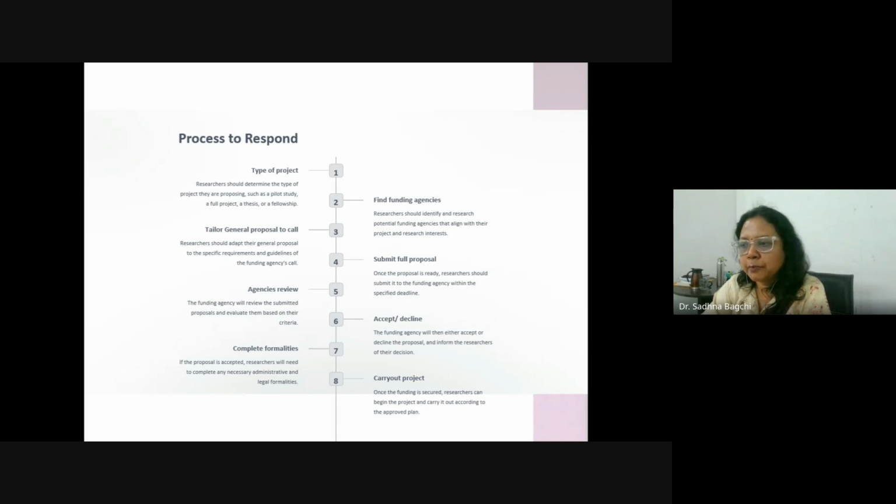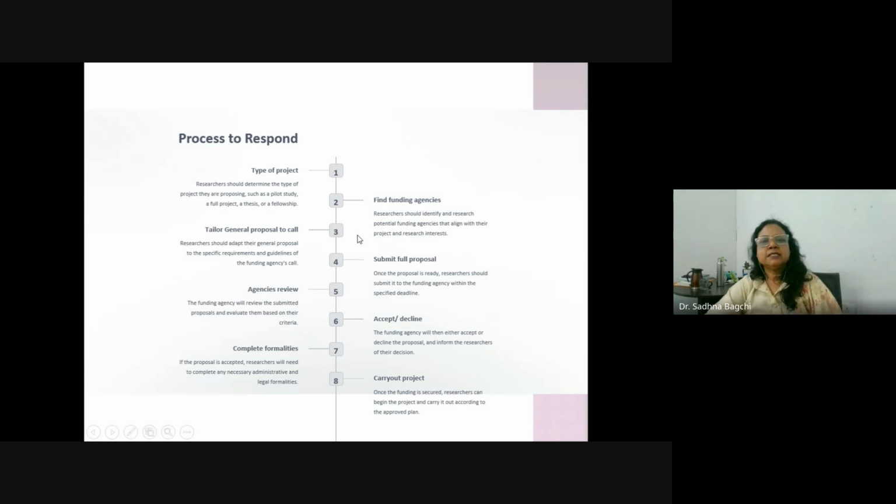Which type of project is it? It may be a minor project, a major project, an action project, which means a project that is going to be implemented. It may be an industry project, a problem solving project, or a problem identification project. Accordingly, you have to proceed. The researchers should determine the type of the project.